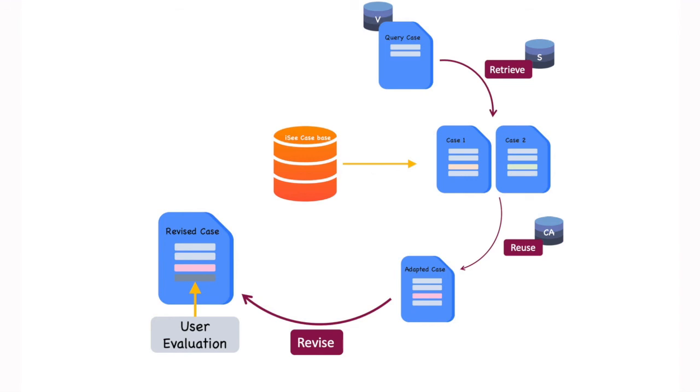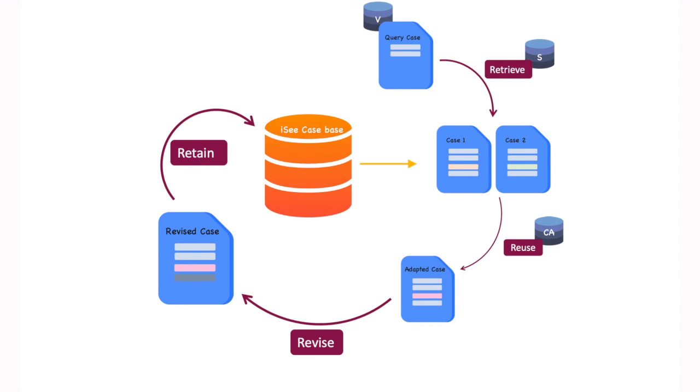Once the user evaluation has reached satisfactory levels, we can save it as part of the revised case. This allows us to have a complete case with our problem component, informed by the original query, our solution component, the explanation strategy that's been accepted by different users, and an outcome component, i.e. the results of the user evaluation. And once we have this complete case, we can retain it in the iSee case base.